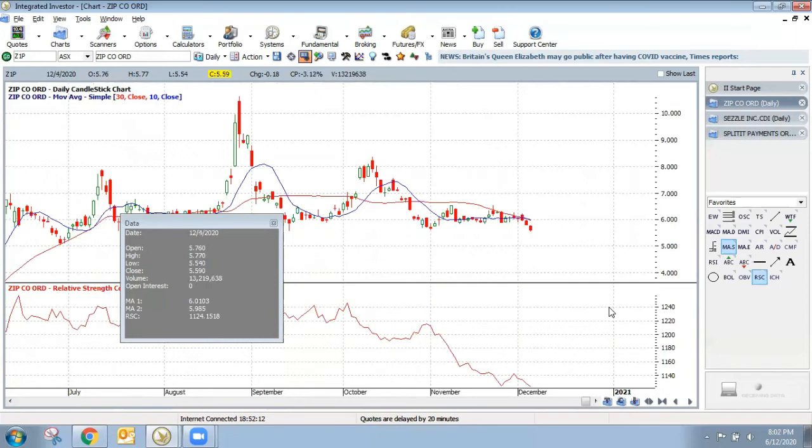Relative strength comparison, as you can see, is very low compared to the general market. That's the comparison in terms of what they mean by relative strength comparison. It's a comparison to the overall market. So compared to the overall market, it is really falling apart.